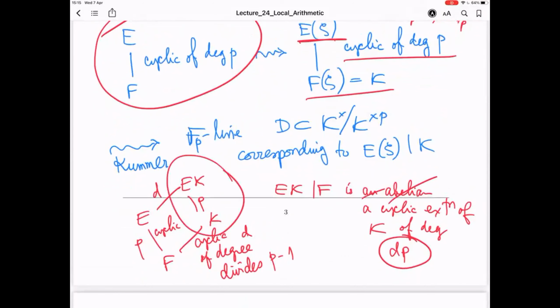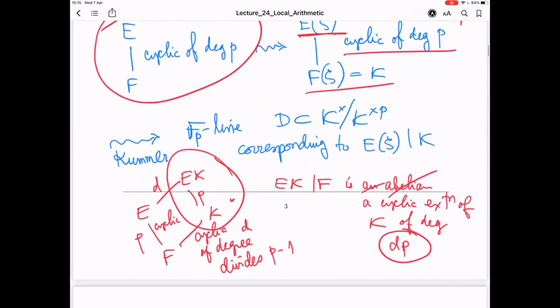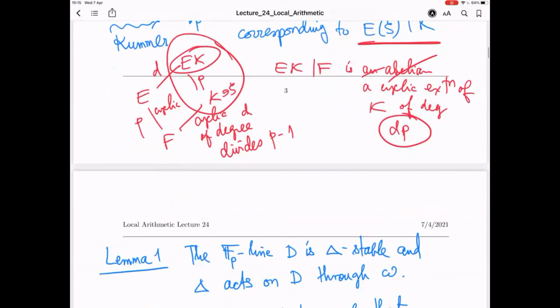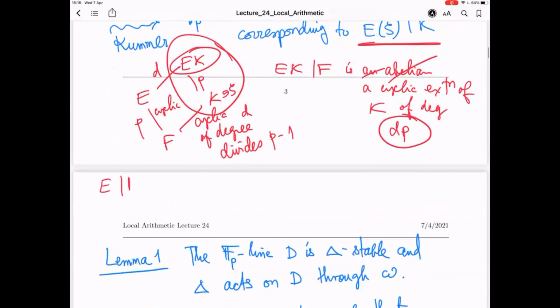Now look at this part here. Zeta belongs to K, so this extension EK, which is cyclic of degree p, corresponds to a line D in K star modulo K star to the power p. So what have I done? I have E over F, which gives me EK over K, which gives me a line in K star modulo K star to the power p. That's the summary.